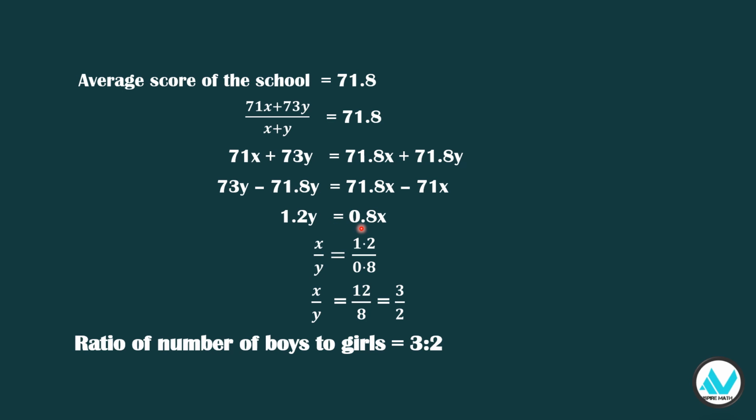Now if I write this in terms of X by Y, I get 1.2 by 0.8. If I remove the point, I get X by Y equal to 12 by 8. Now let me cancel by 4. Now it goes by 4 3s and 4 2s. Therefore, the ratio of number of boys to the girls is nothing but 3:2.